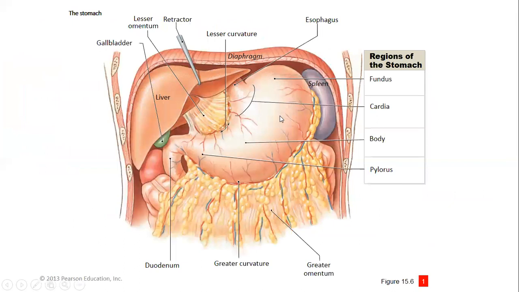This large section is the body. And then this J shape here is the pylorus. So this is the duodenum, the beginning of the small intestine. So right here would be the pyloric sphincter.